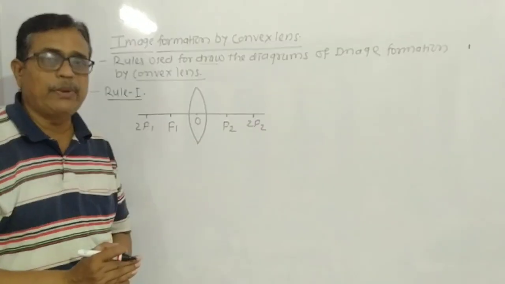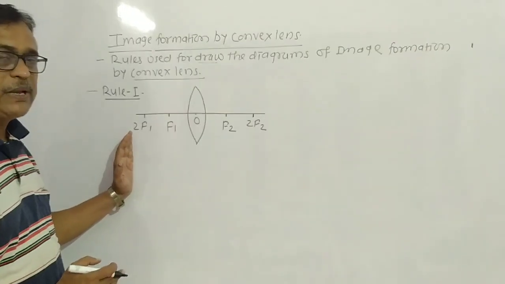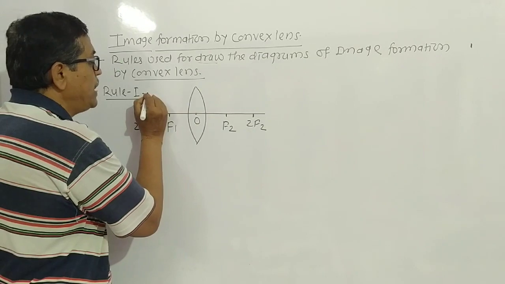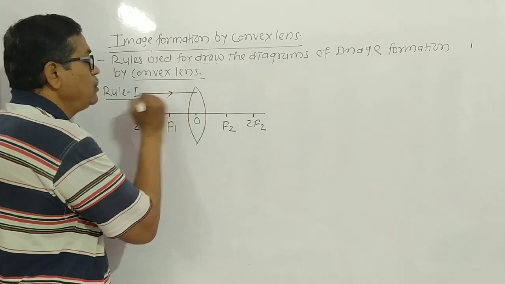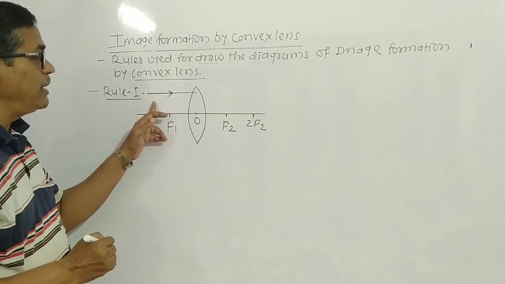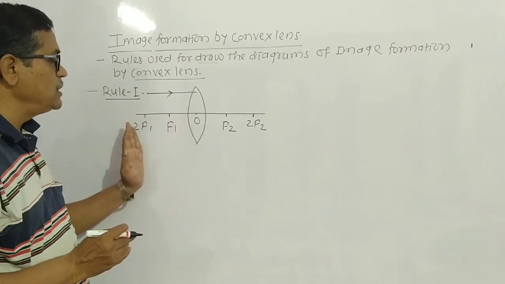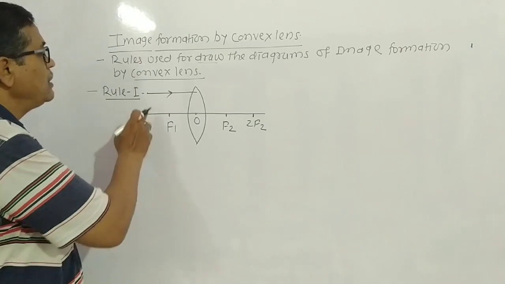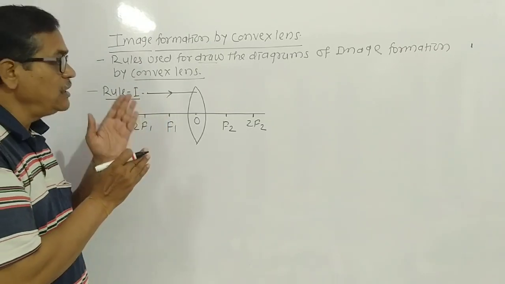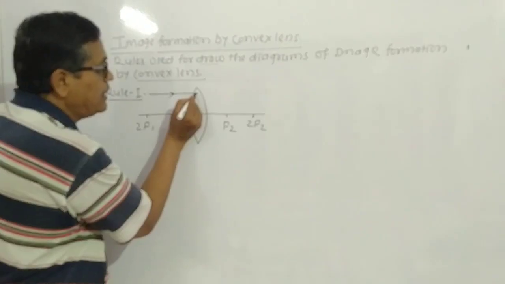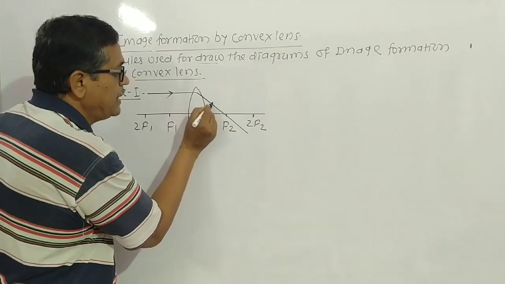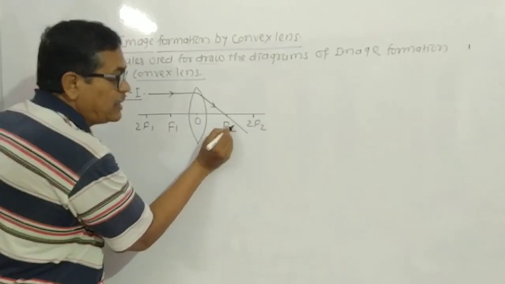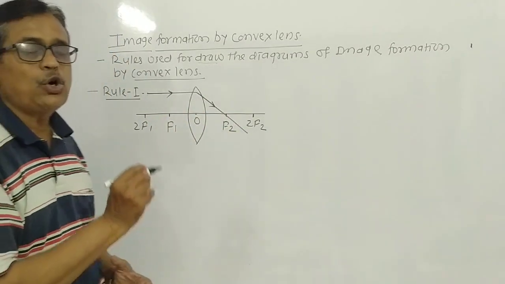Dear student, according to rule number 1, the object is always placed to the left side of the lens, and the light ray is parallel to the principal axis. The light ray emitted from the object is called the incidence ray. A light ray parallel to the principal axis gets refracted from the lens and the refracted ray passes through the focus. That is rule number 1.